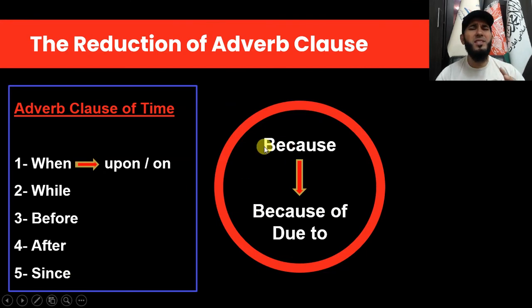In an adverb clause of cause and effect, if you have because, for example, then you change because to because of or due to. For example, because he was sick, he decided to stay home and take some rest. Because of a sickness, or because of being sick, or due to being sick, he decided to stay home and take a rest.